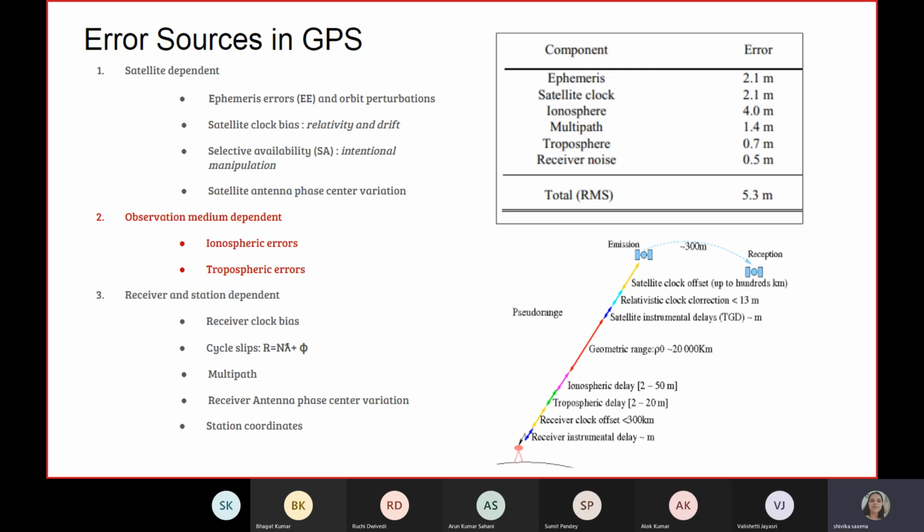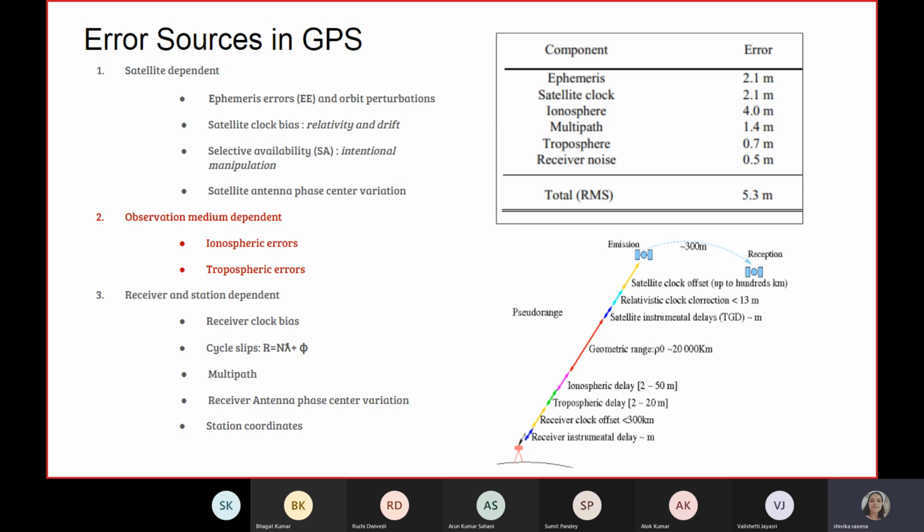Okay, you might notice that for cycle slips, r equals N lambda plus phi is written. So N is the ambiguity here. That is the error. Anyone is having any doubt here?